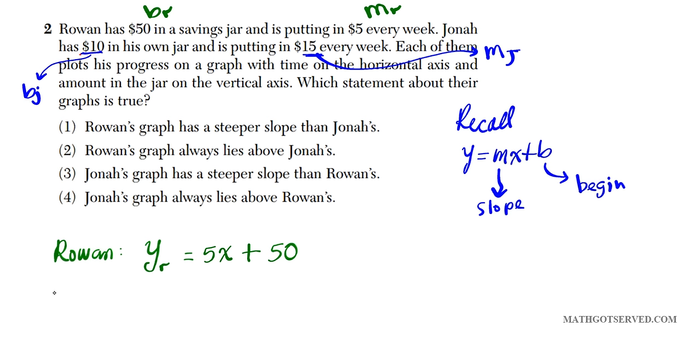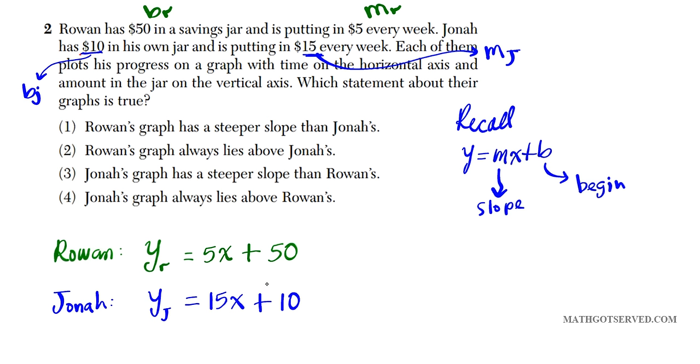For Jonah, all we need is his slope and y-intercept. So the graph for Jonah, let's call it y sub j, is equal to the slope for Jonah, m. He saves $15 every week. That's his slope. So 15x for mx plus b. How much did Jonah start with? He started with $10. That's his beginning amount, 10. Okay, so there go the two lines for Rowan and Jonah.